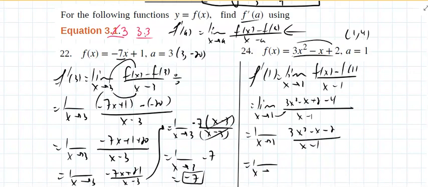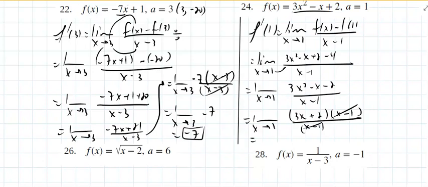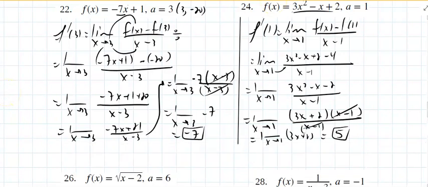And what do you think this means? This means you're going to factor the top and the bottom. There it is. And what are you left with? The limit as x approaches 1 of 3x plus 2. And if you plug that in, you get 3 plus 2, which is a 5. And there it is.